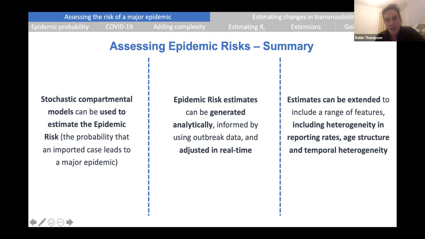You can generate epidemic risks analytically. You can inform them using outbreak data. That's what I did back in January for COVID-19. And then you can adjust them in real time as an epidemic continues. And then you can extend these estimates to include a range of features in the underlying epidemiological model. Those features can include things like different reporting rates between different hosts, age structure in the model, and temporal heterogeneity.